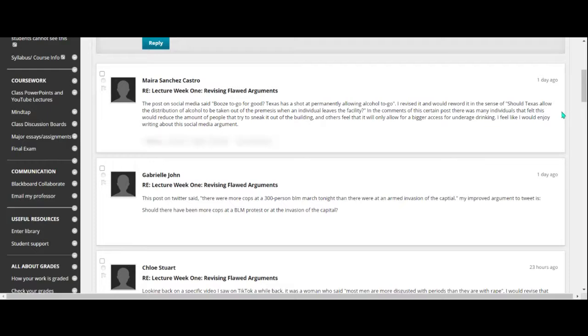In the comments of this certain post, there were many individuals that felt this would reduce the amount of people that try to sneak it out of the building. Now, others feel that it would only allow for bigger access for underage drinking. I feel like I would enjoy writing about this social media argument.